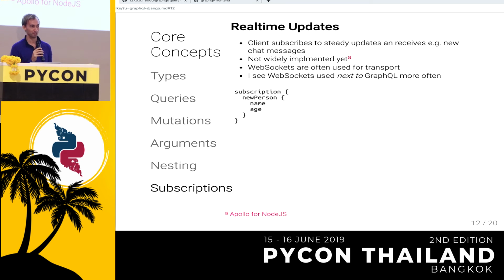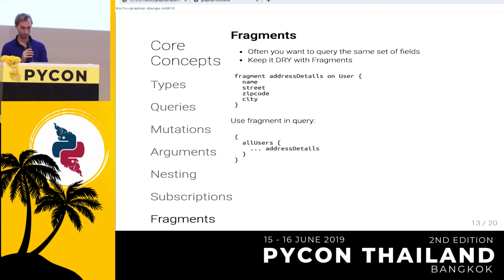What you can do with this is your client can subscribe to some events that are happening on the server. For example, if you have a chat application, you could subscribe to new chat messages. And then when there's a new chat message on the server, it gets pushed to the client. And usually this is implemented with WebSockets. But you don't have to worry about WebSockets if you use GraphQL because it's abstracted for you.